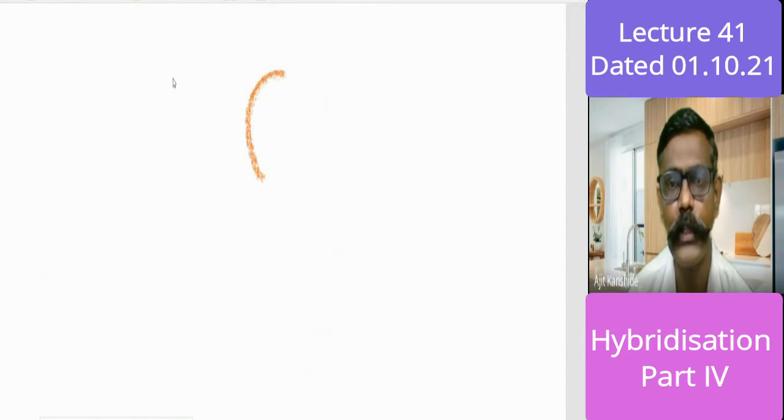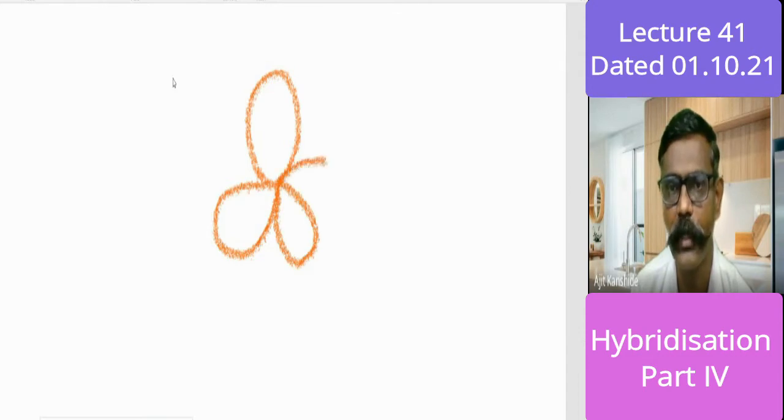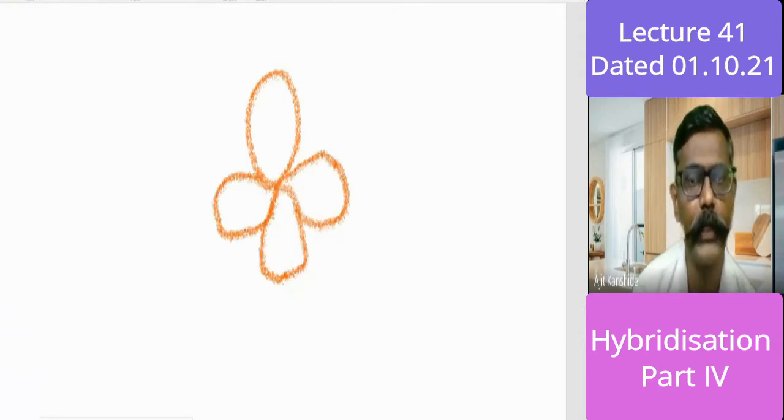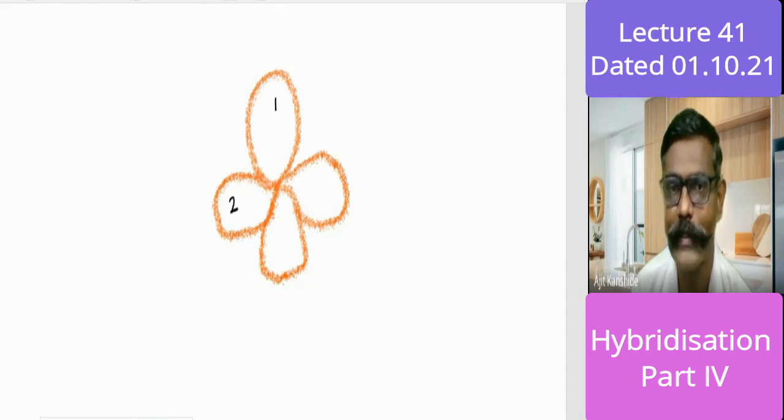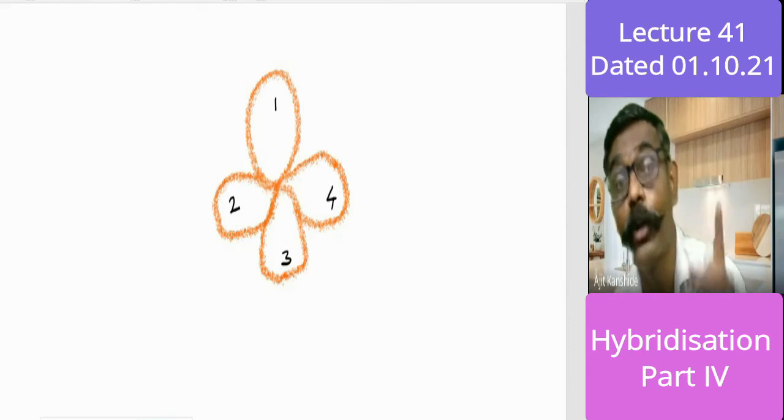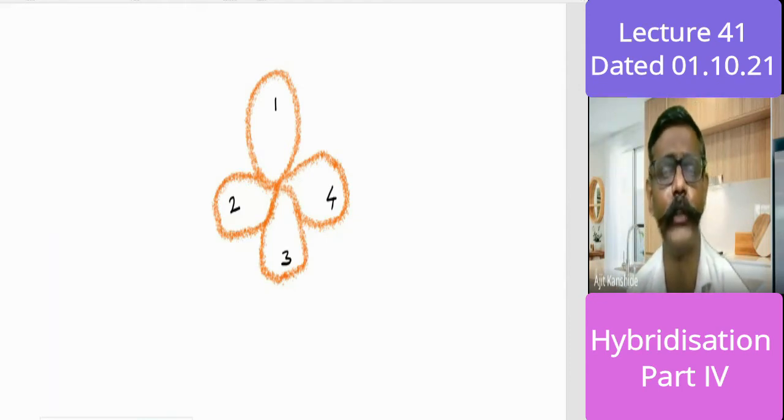So we expect that whatever the 4 sp3 orbitals are there, I represent all 4 sp3 hybrid orbitals. See here, you consider it as 1 sp3 hybrid orbital. You can consider it as a second, third one. Similarly, the 4th orbital also you can consider here. Let me label those orbitals. Let me consider it is a first sp3 hybrid orbital, second one, third one, 4th one. Actually, it is only 1 orbital, but lobes I am saying. First lobe, second lobe, third lobe, 4th lobe.